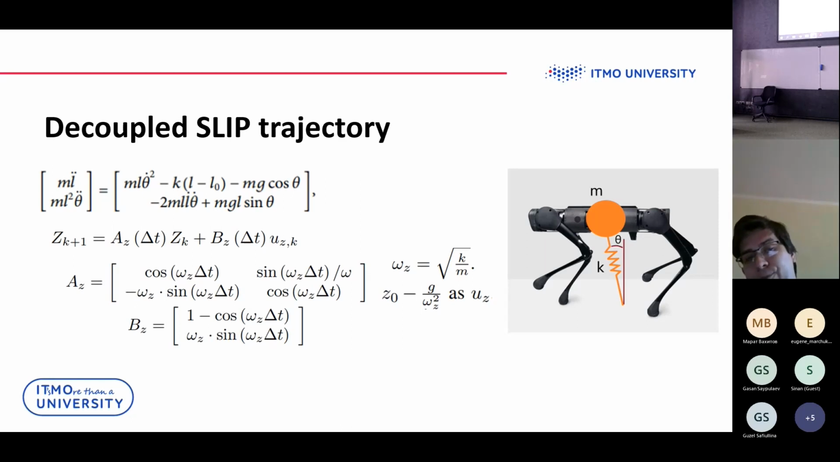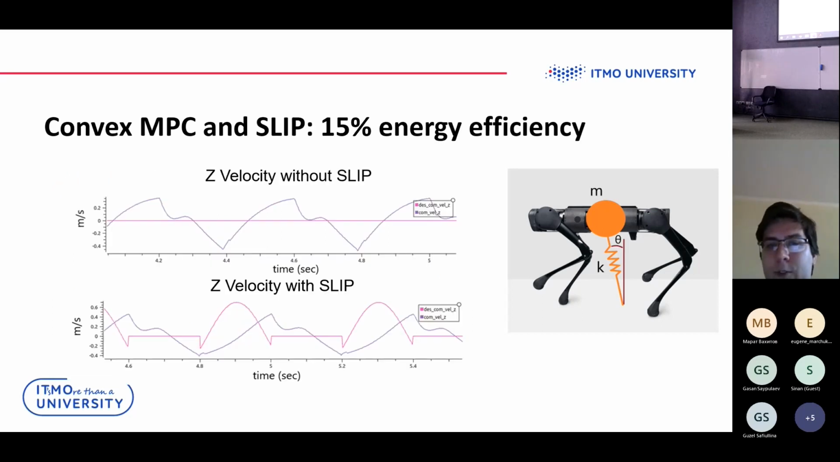So why don't we generate a SLIP trajectory for the convex MPC? Why do we need to stabilize on Z, in the vertical direction? With a decoupled SLIP trajectory, we can reach running of a robot 15% more energy efficiently than without the SLIP model.